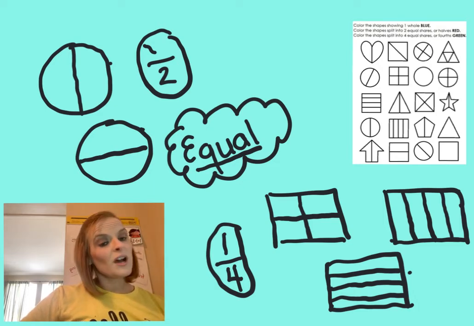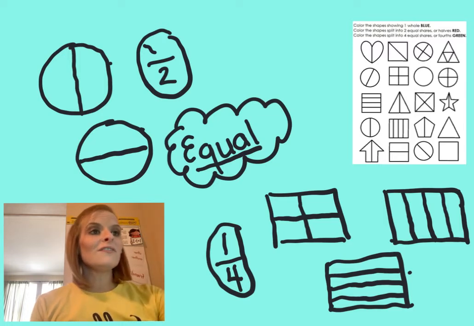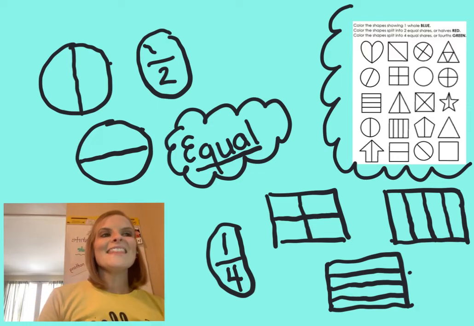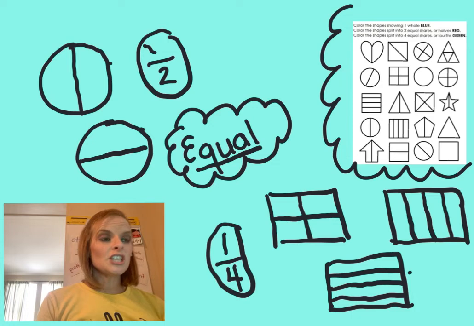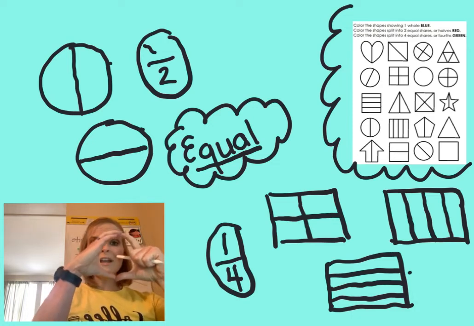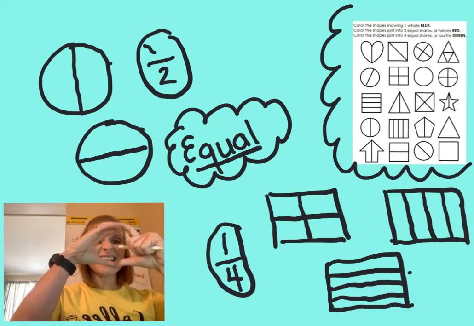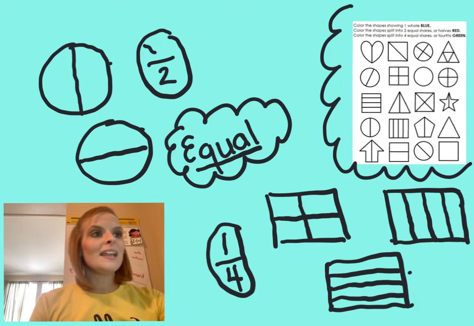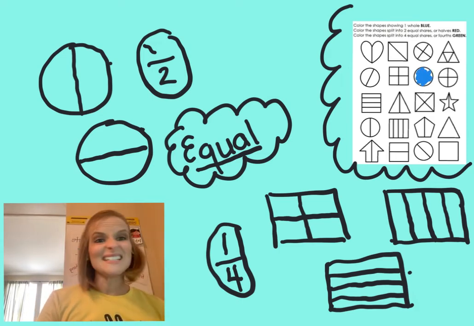Now, when you finish watching this video, you are going to log into Seesaw, and you will find this sheet right here. And this sheet has some instructions at the top. Let's look at it. Color the shapes showing the whole, one whole, blue. So that means there's no equal parts. It's just the entire shape or whole shape. So I will get my blue and I will shade in the whole. This circle looks like a whole to me because it's not broken or divided into any parts.